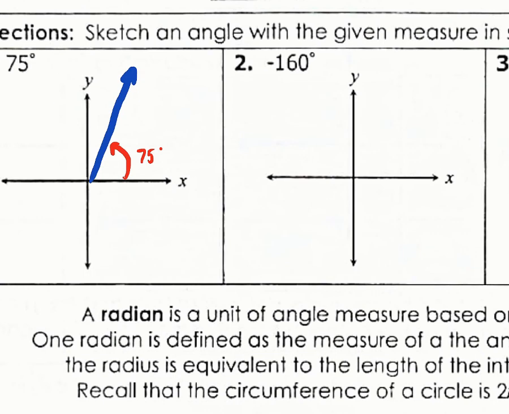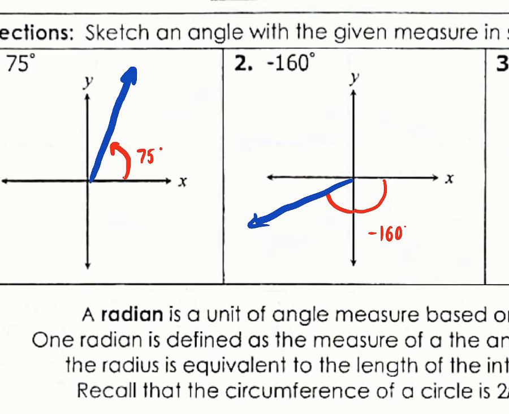Okay, what about negative 160 though? What do I do here? Well, I'm not going counterclockwise, right? I'm going clockwise. So do I go past negative 90? Yes. Do I go past negative 180? No. I stop just shy of negative 180, maybe right in here. And this is my negative 160-degree angle. You follow? It's pretty easy, right?